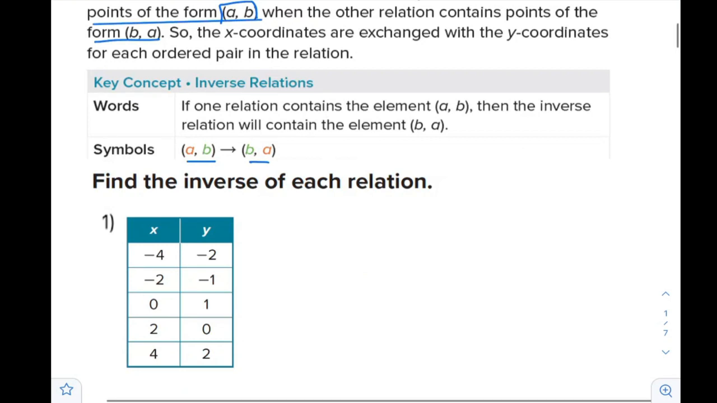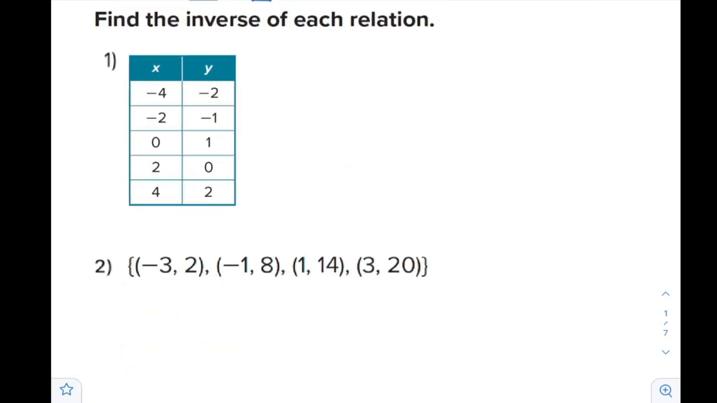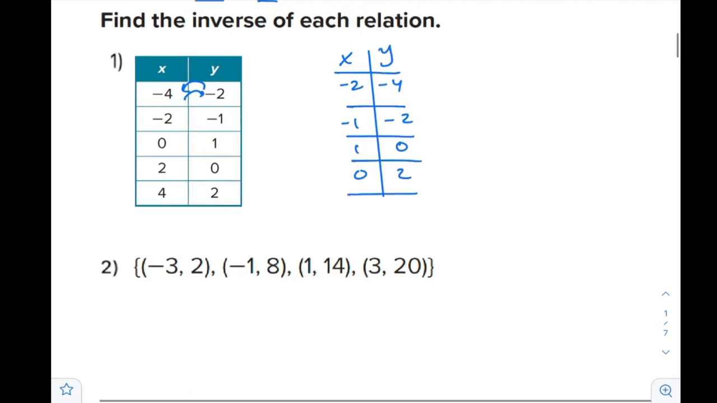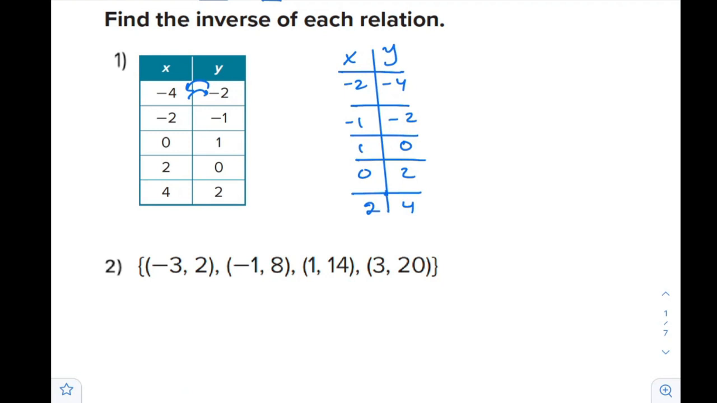Let's see here. Find the inverse of each relation. Number one is in a table, and simply we can just switch or interchange X and Y. So X becomes Y and Y becomes X. In seconds, we can write them back in this way.